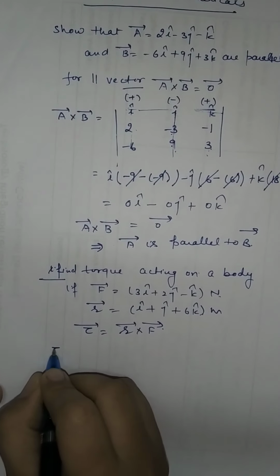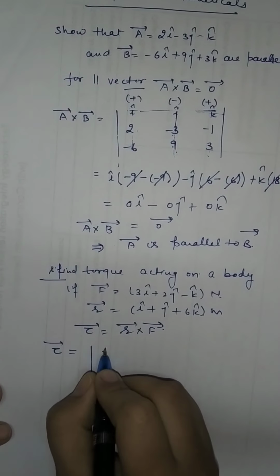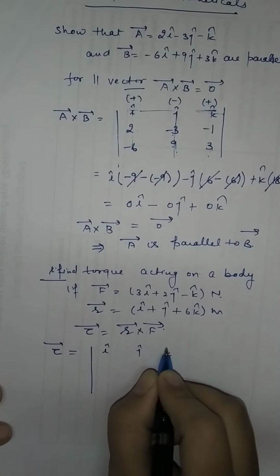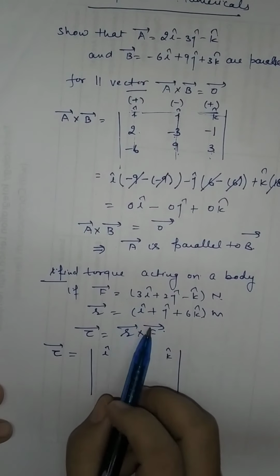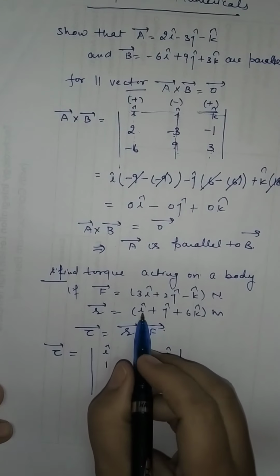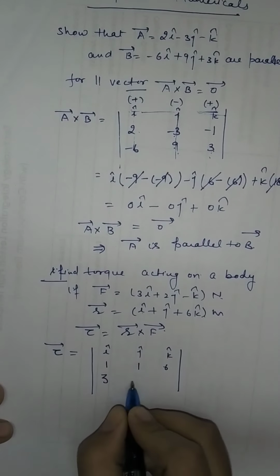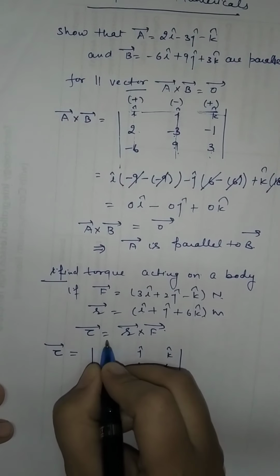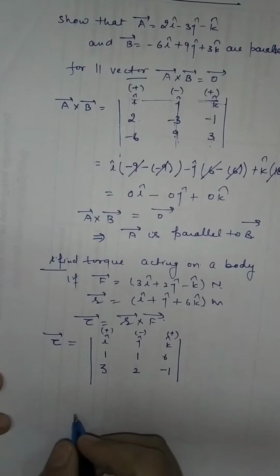So how will you calculate torque? You will find it by the determinant method: i cap, j cap, k cap. Students, here you must know the order. r has to be written first, then F. What are the coefficients of r? 1, 1, 6. What are the coefficients of F? 3, 2, minus 1. This is plus, this is minus, this is plus. So you can solve it.